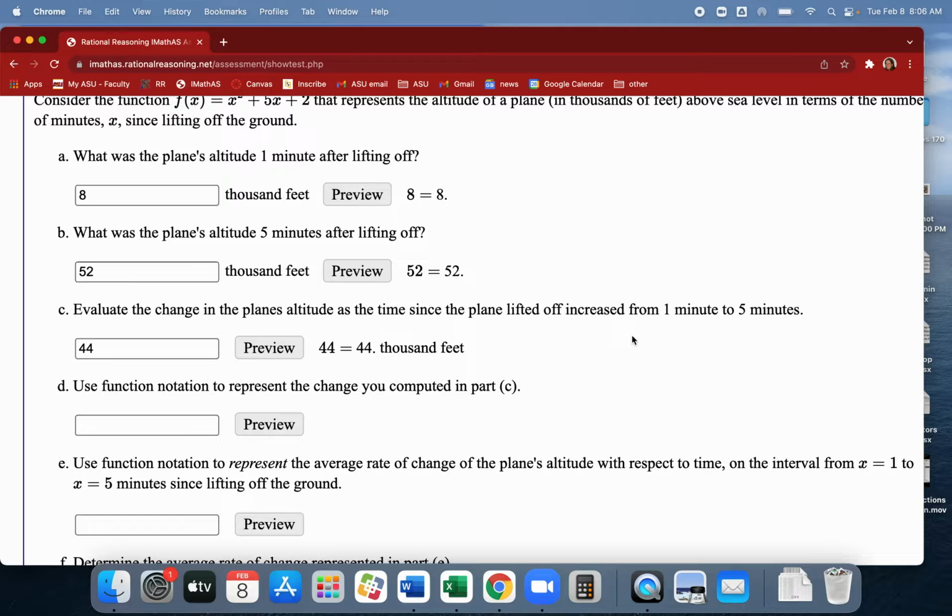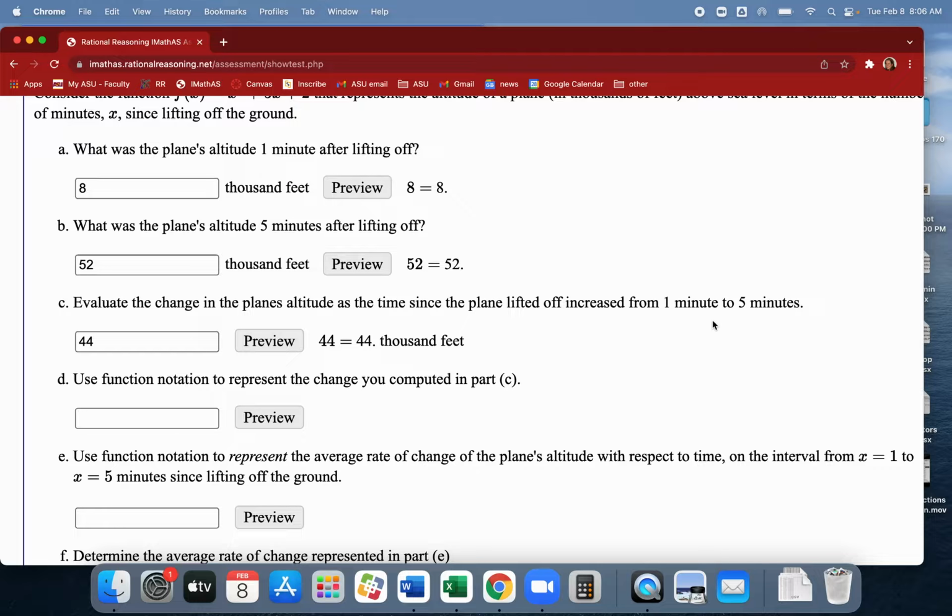Over how much time did that increase happen? That 44,000 feet happened between 1 minute and 5 minutes. So that happened over a period of 4 minutes. 44,000 feet over a period of 4 minutes. So I know that the plane's average rate of increase in altitude, 44,000 feet over 4 minutes, would be 11,000 feet per minute, right? Just divide. That's its average rate of change over that specific interval.